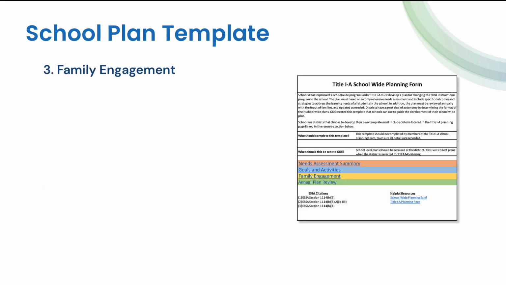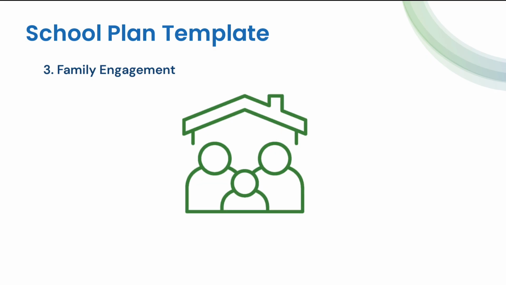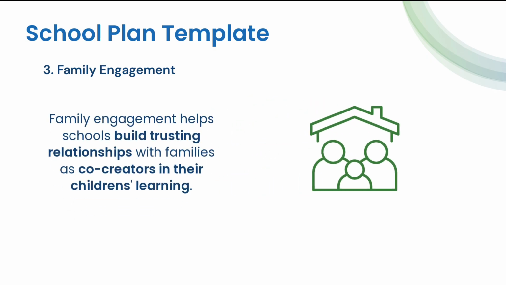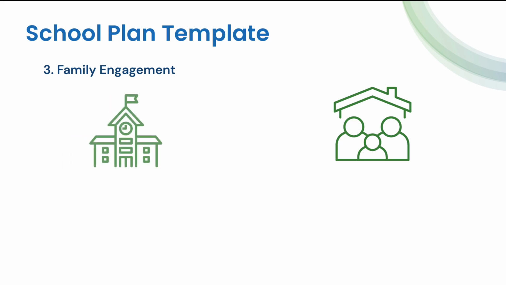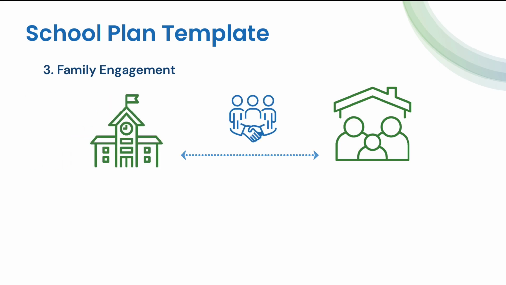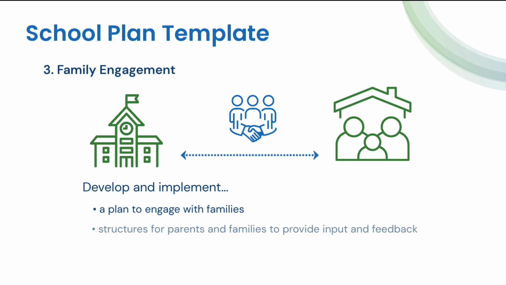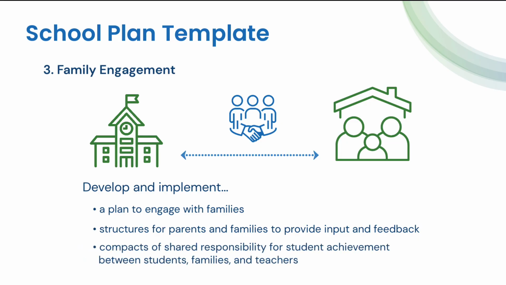The next section of the template is focused on family engagement. Family engagement is a powerful strategy and a key practice in helping schools build trusting relationships with families as co-creators in their children's learning. Each Title I-funded school within the district must collaborate with families to develop and implement a plan to engage families, structures for families to provide input and feedback on school plan and processes, and compacts of shared responsibility for student achievement between students, families, and teachers.